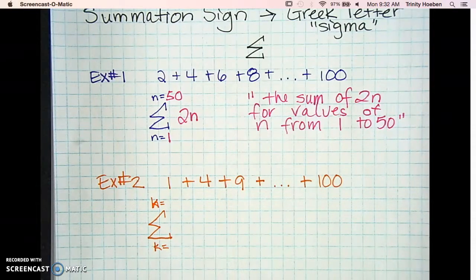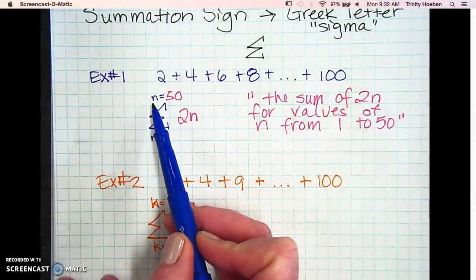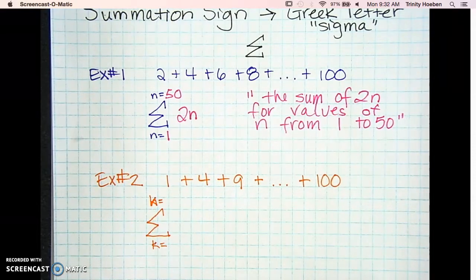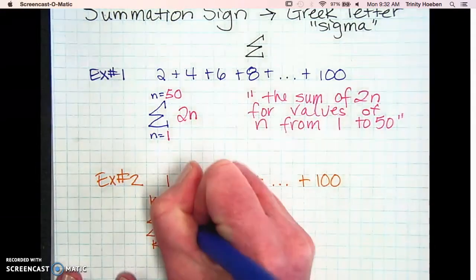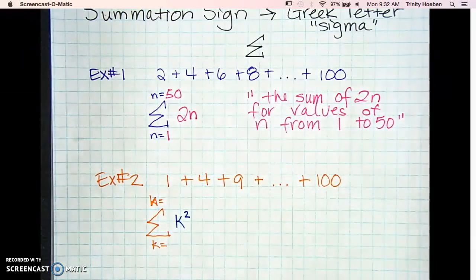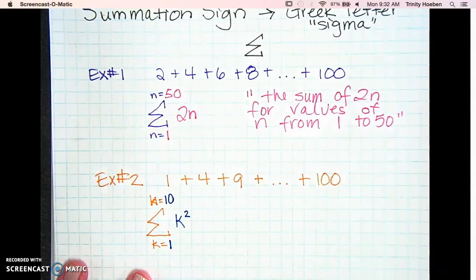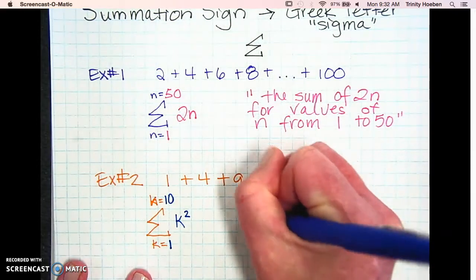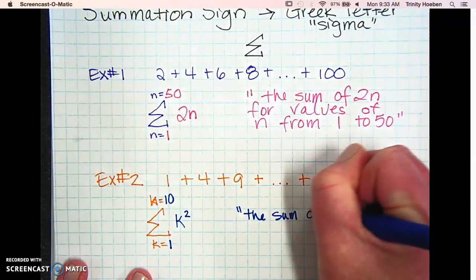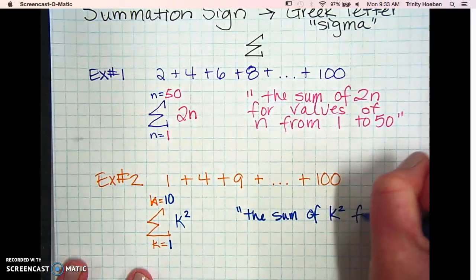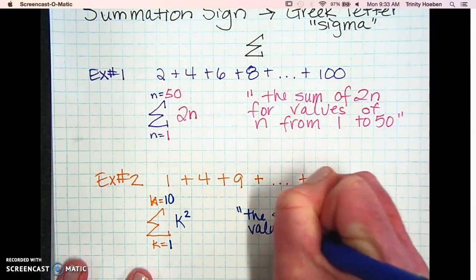Yes, sir. Squaring, right? 1 squared, 2 squared, 3 squared. And 100 is what number being squared? 10. Notice here they use the variable n, and here they're using the variable k, so you can switch that variable around. So we're going to say k squared, and this time we're only going from 1 to 10. If you were going to read this, you would say the sum of k squared for values from 1 to 10.